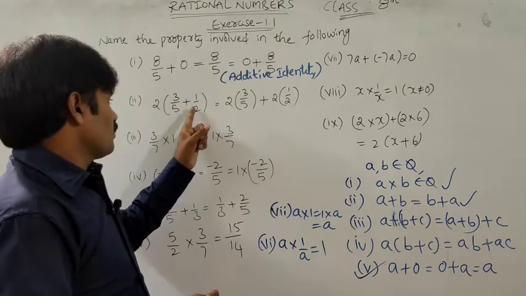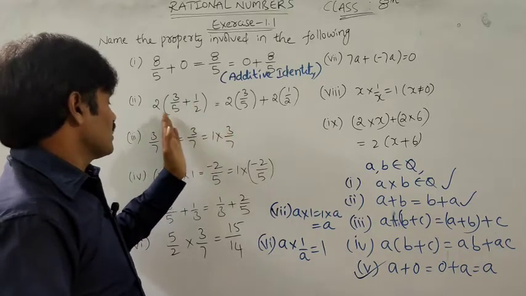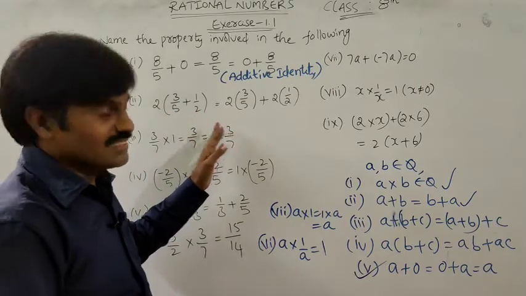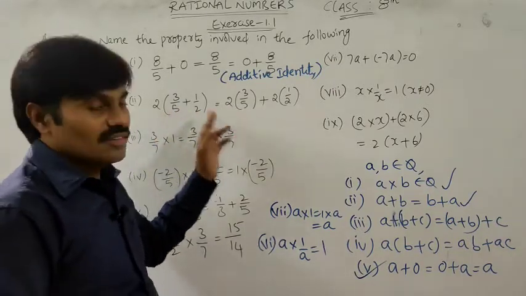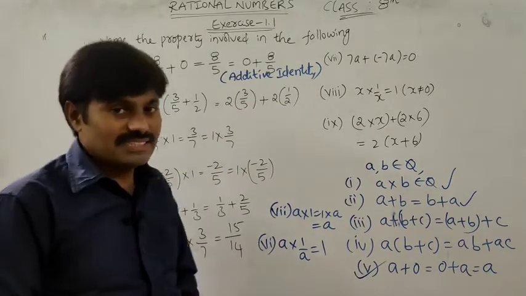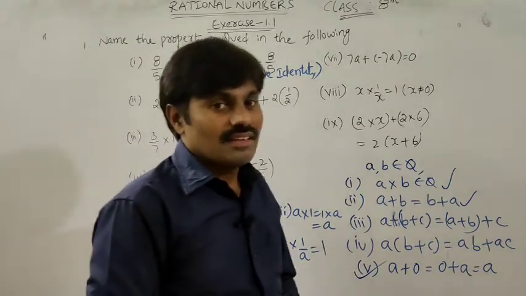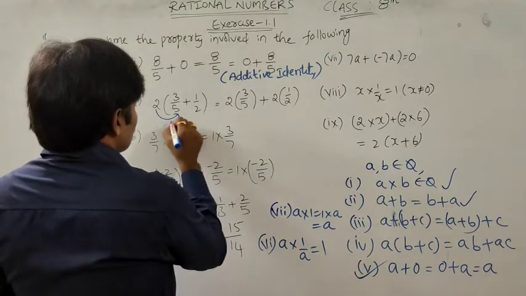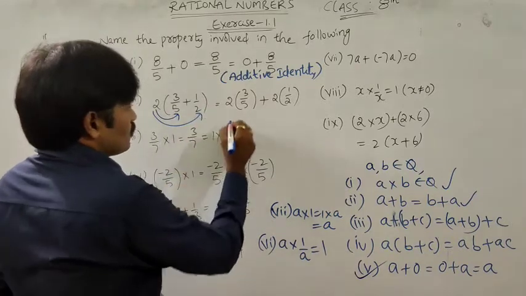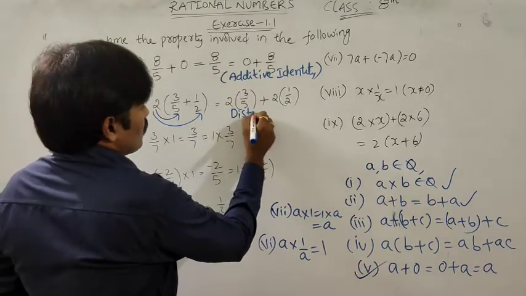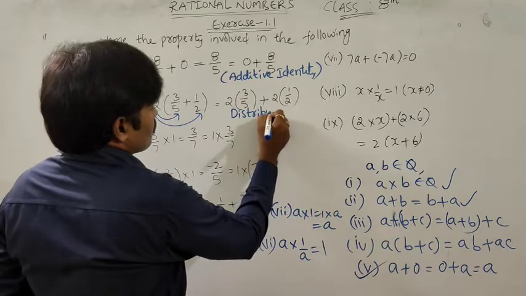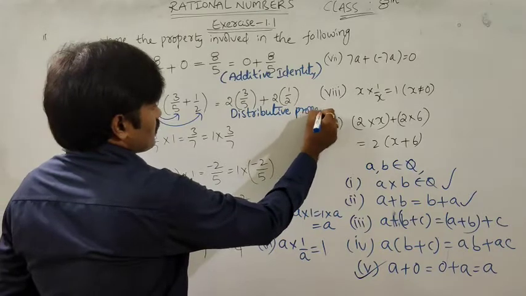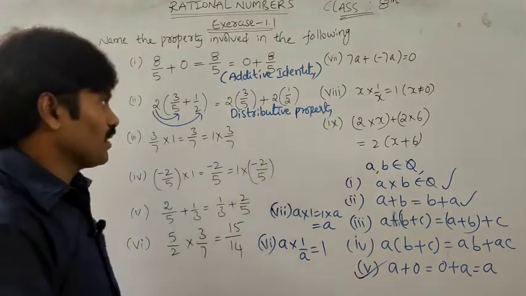Then come to the second one. 2 of 3 by 5 plus 1 by 2 is equal to, see here, 2 is distributed for both rational numbers. What is the name of this property? Yes, this is an example of the distributive property, that is distributing 2 into 3 by 5 plus 2 into 1 by 2. So that is the distributive property of multiplication over addition.